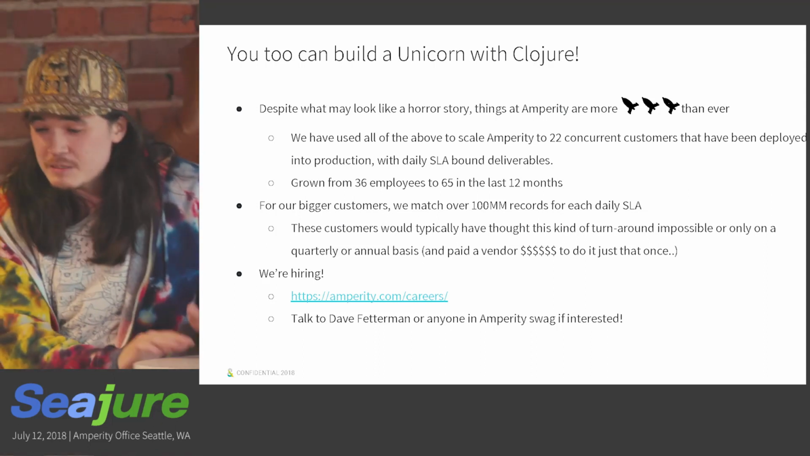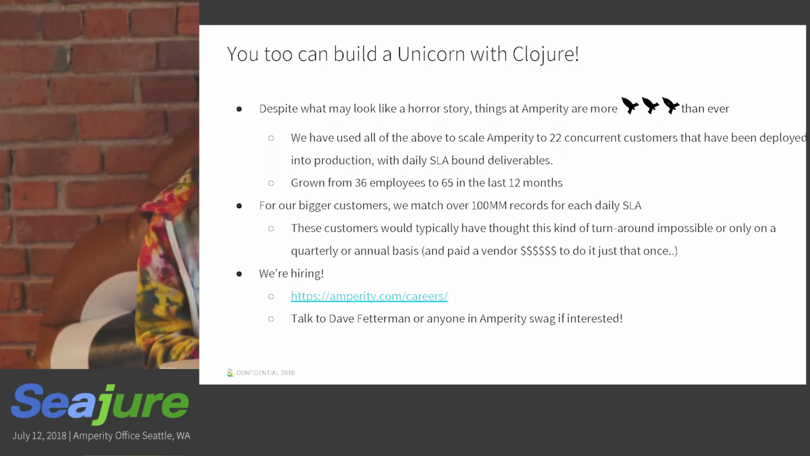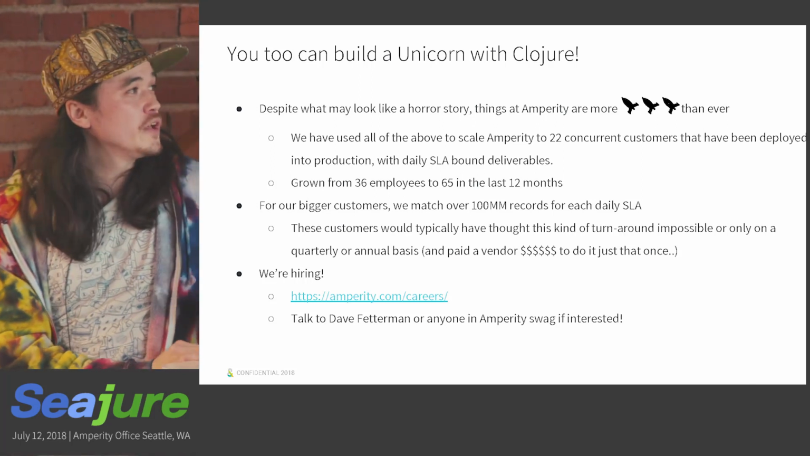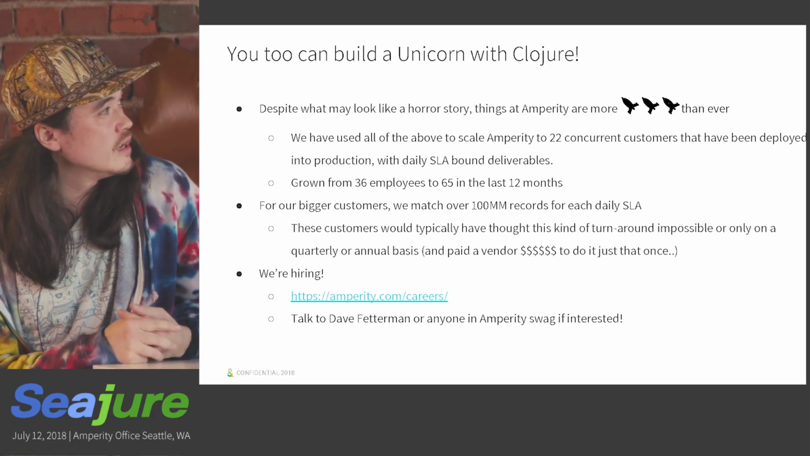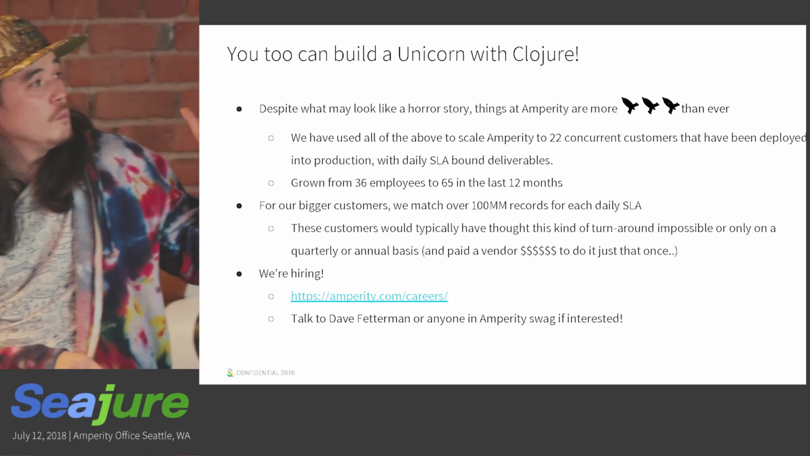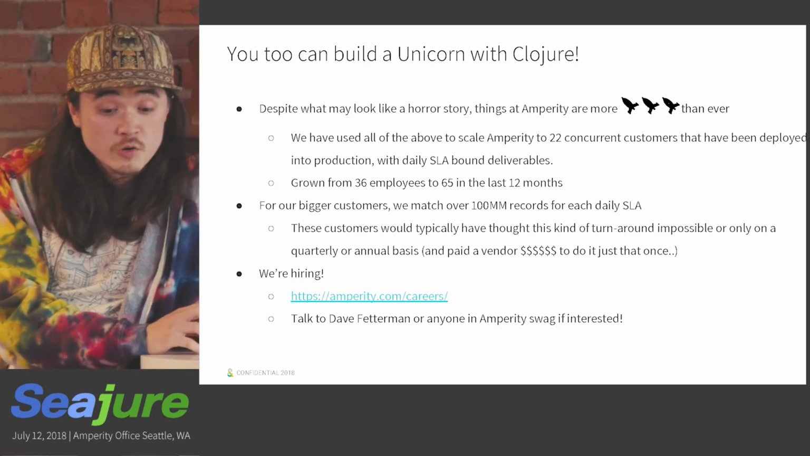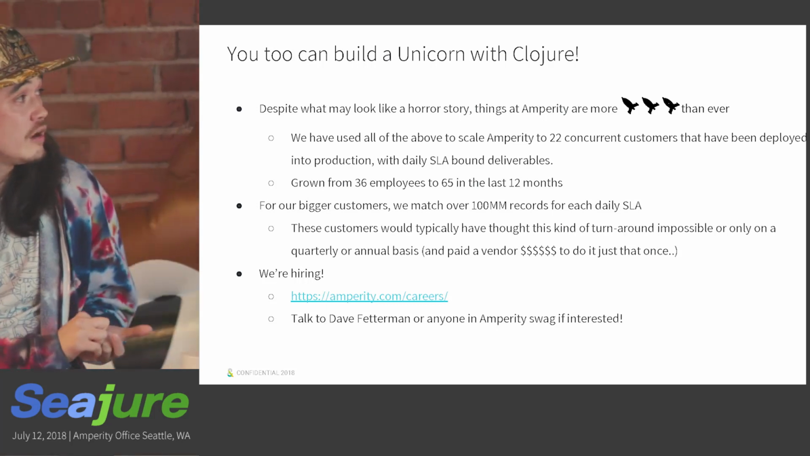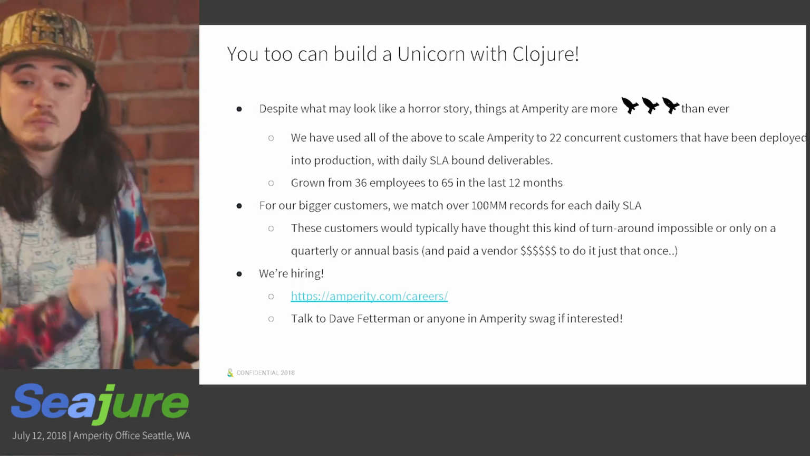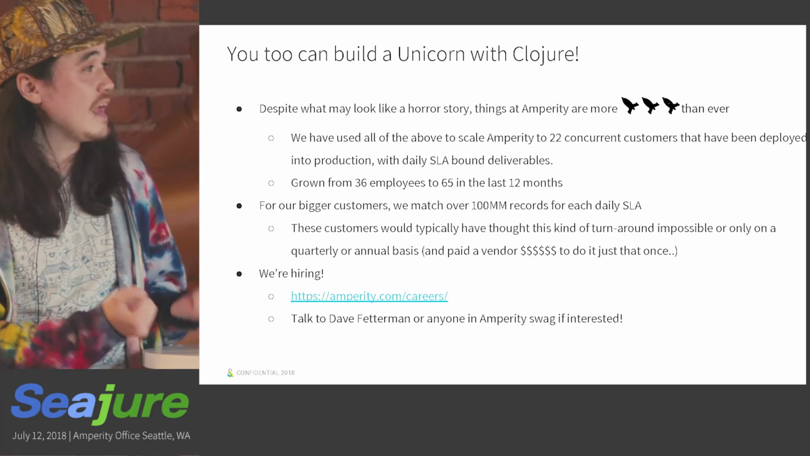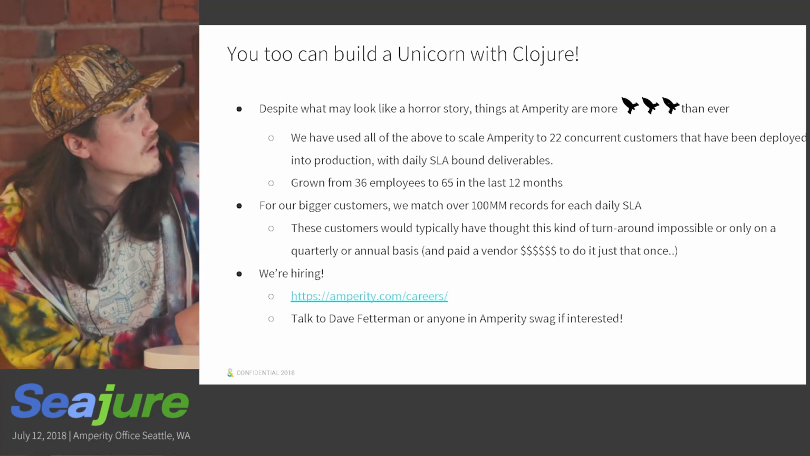But this seems like a horror story, but I'm going to tell you, this is the best moment Amperity has ever had. We are more poised to do something really fun and really special than we have been along this whole ride. We've just finished scaling. We're at 22 concurrent customers in our production environment right now. In the last 12 months, we've almost doubled in size from 36 to 65. For our biggest customers, we match over 100 million records every single day inside of a daily SLA window that we hit pretty much every single day.